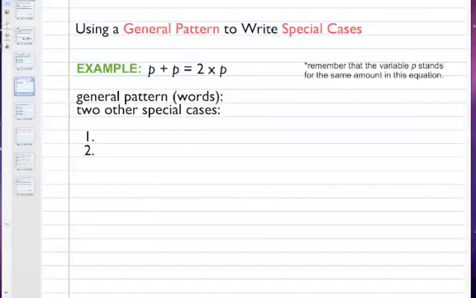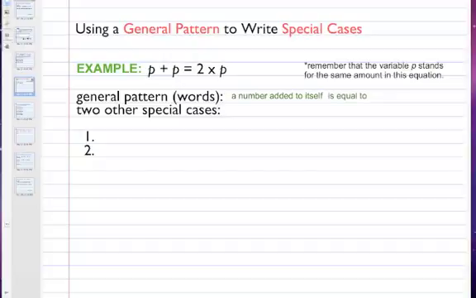We can use a general pattern to go ahead and write special cases. So example is, I have the variable p plus p equals 2 times p. If I'm going to write this general pattern in words, I'm going to divide it into 3 sections. What's to the left of the equal sign, the equal sign itself, and then what's to the right of the equal sign. So to the left of the equal sign, I see the variable p plus p. So if I think about putting that piece into words, I would say a number added to itself.